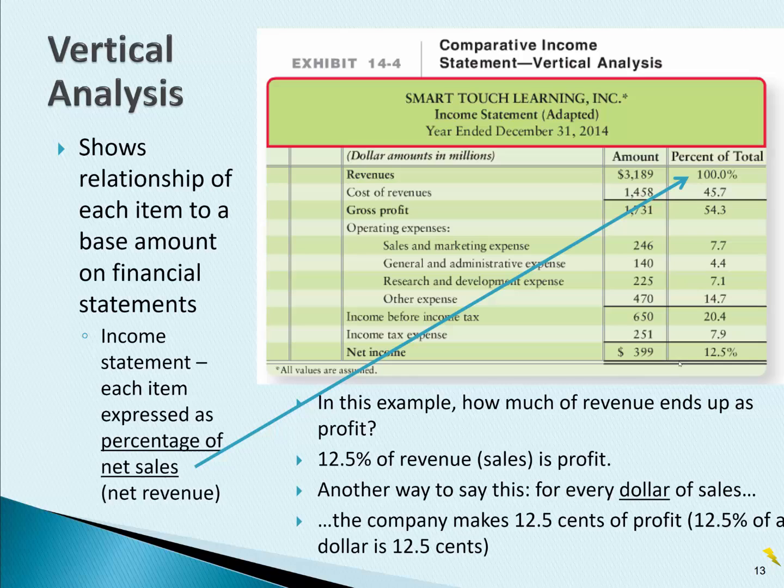Looking at some of the other numbers, income tax expense, $251, is 7.9% of revenue. So that's saying 7.9 cents per dollar of revenue goes towards paying income tax expense for this company.